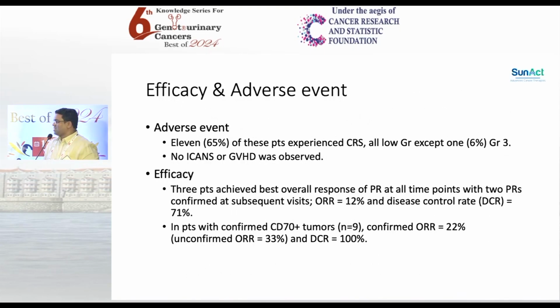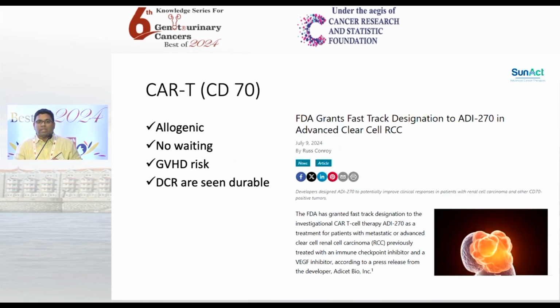So what we see here is a 12% response rate and a disease control rate of 71%. What was interesting is that the previous investigators were smart that they took patients which had 100% CD70 expression. Here they were not smart. And if you restrict this analysis to patients who were CD70 confirmed tumors, you could see that the response rate was 22% and the disease control rate was 100%, suggesting that if you supra-select your patient according to CD70, it would be something reasonable.